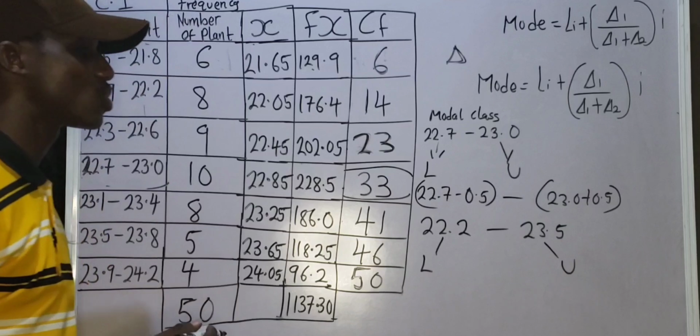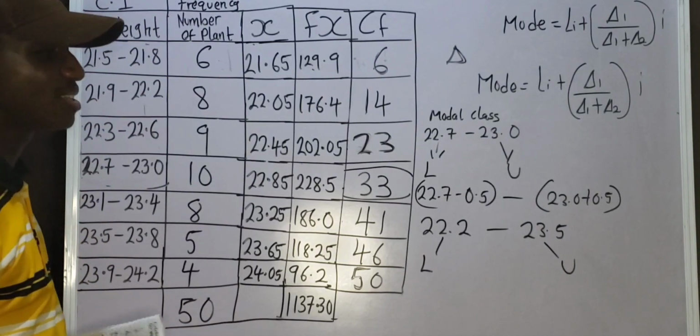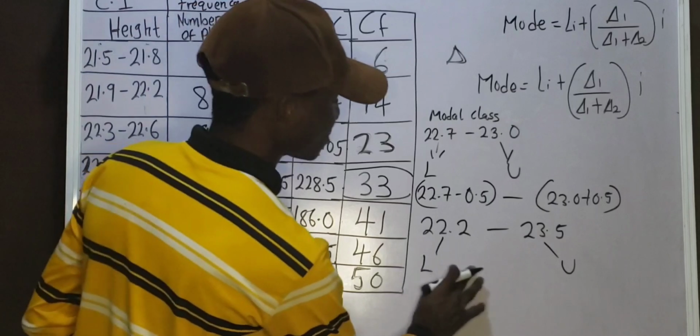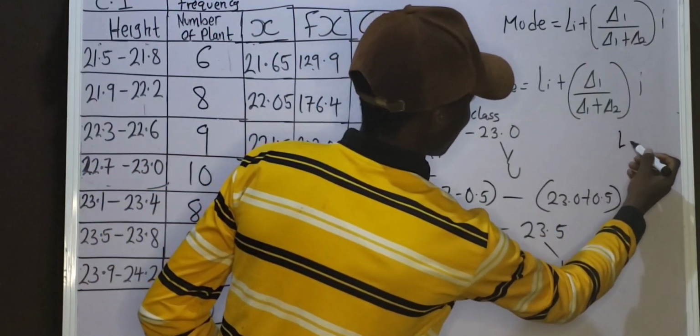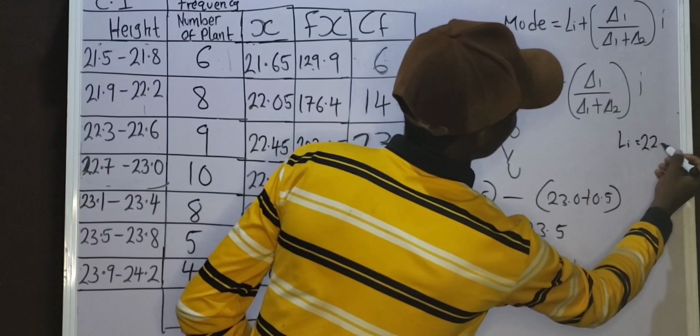You understand? But I only need the lower class boundary. So the lower class boundary is what? 22.2. Let me write it out. Lower class boundary, which is Li, is 22.2.